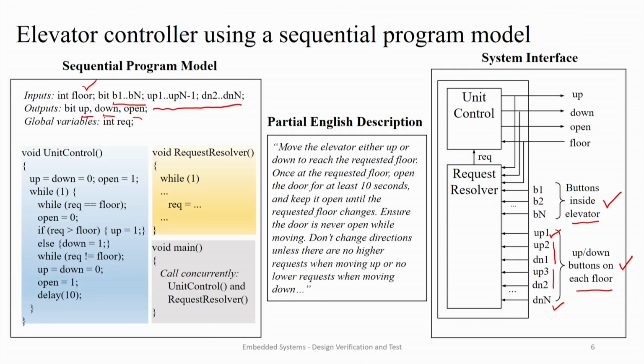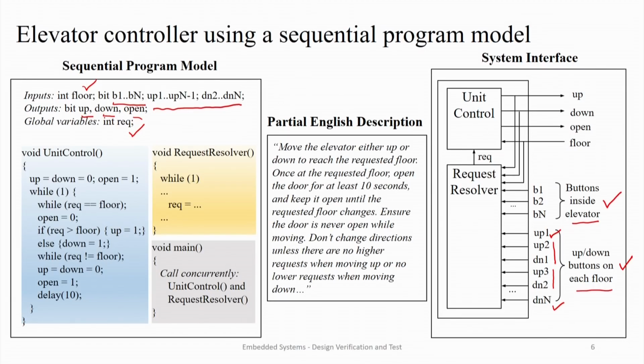It will also use the global variable rec, which will hold at a given time the requested floor, meaning that the lift has to move to a certain requested floor. This global variable rec will hold at any time to which floor the lift has to move.